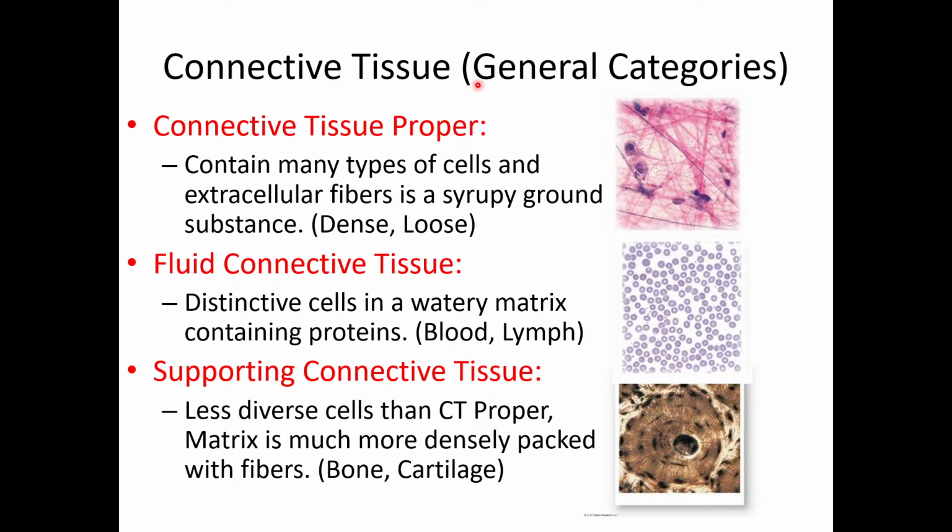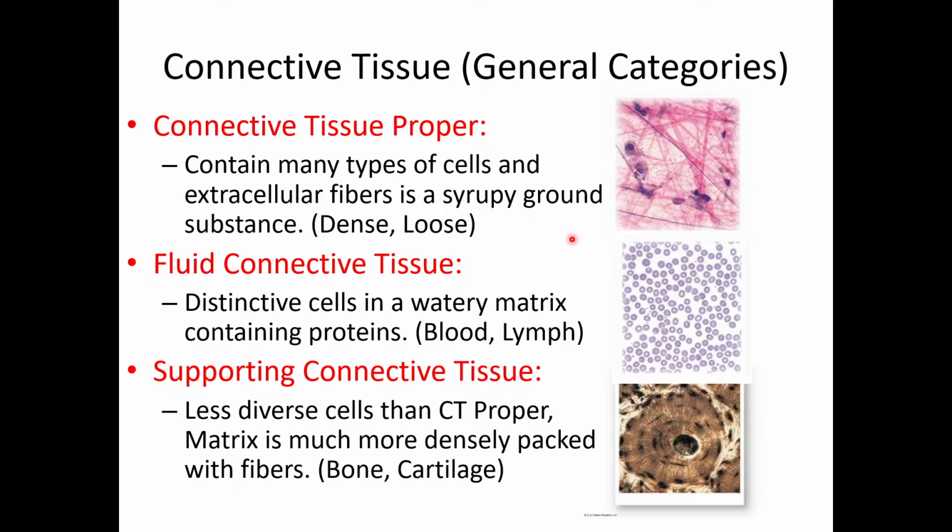So we have three different categories here. We have the connective tissue proper, we have fluid connective tissue, and we have supporting connective tissue. So luckily here, we have some good definitions of what those three mean. Connective tissue proper is what we typically think about when we think of connective tissue and how they support the organs. Our fluid connective tissue is going to be pretty much just categorized to blood and lymph.